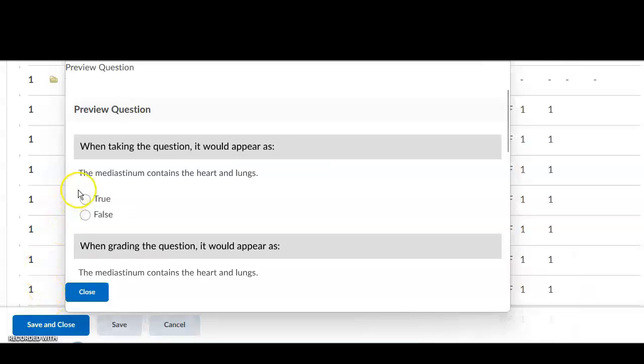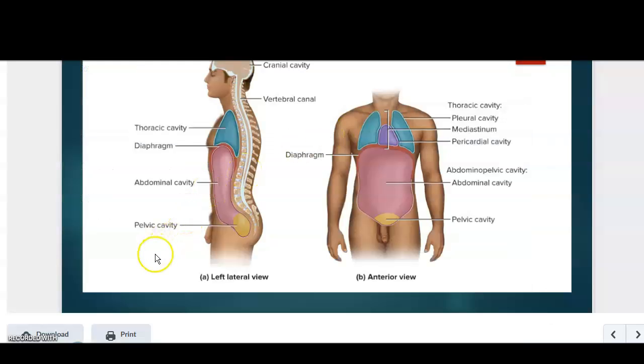Next question. The mediastinum contains the heart and the lungs. So let's stop for 5 seconds. So let's continue. If we look at the figure, we have the mediastinum right here in purple, and that's the area that the heart is going to occupy. The lungs are not there, right? The lungs are going to be over here on each side of the purple. So the lungs are not going to be part of the mediastinum.